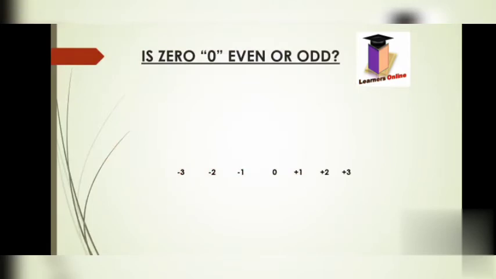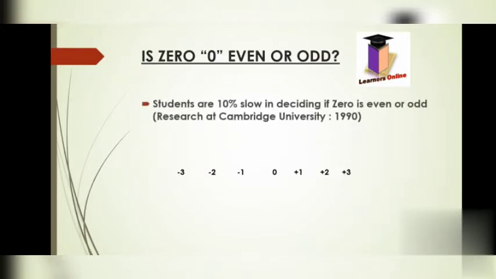Well, this question really bothered mathematicians in the past, and in 1990 research was conducted at Cambridge University, where it was found that people would take 10% more time to determine whether 0 is even or odd. This question was asked to many students, and 50% of the students answered that it is even, and 30% said that they don't know the answer. 20% declared it odd.